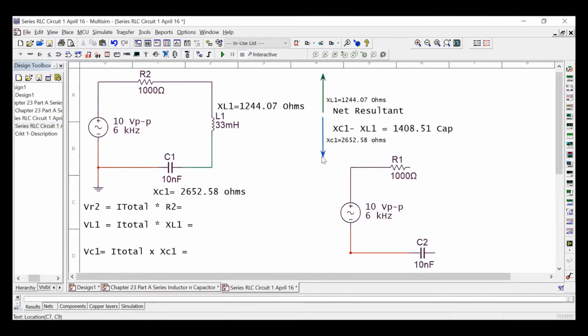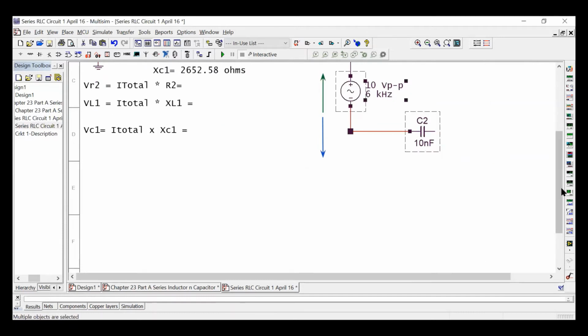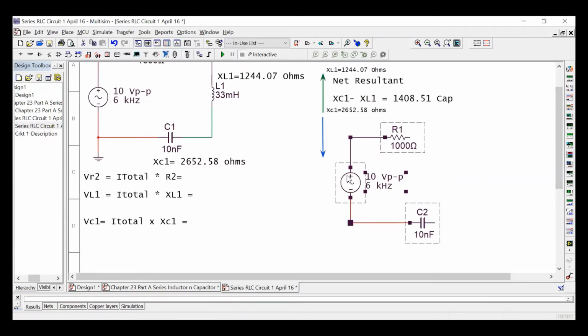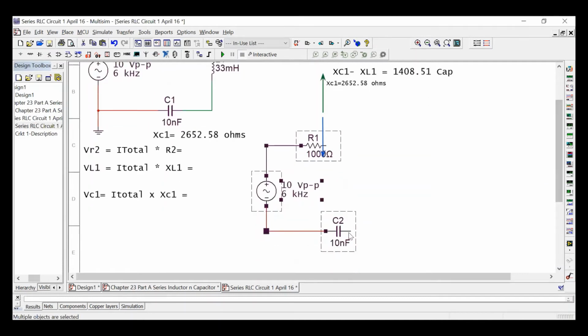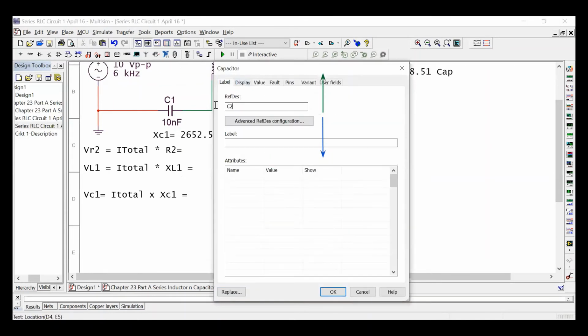And we're just going to redraw the circuit. So we have the new circuit. The new circuit is going to look like that, but this is not going to be a 10 nanofarad anymore. In fact, we're going to have to find the value of this. Let's label this net X of C. So I'm going to call it C net.